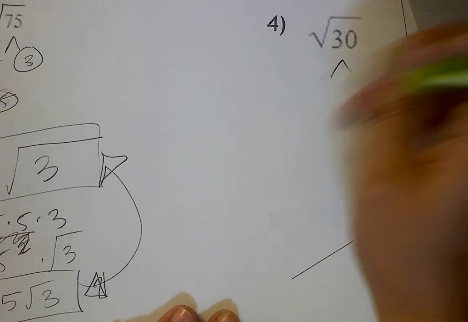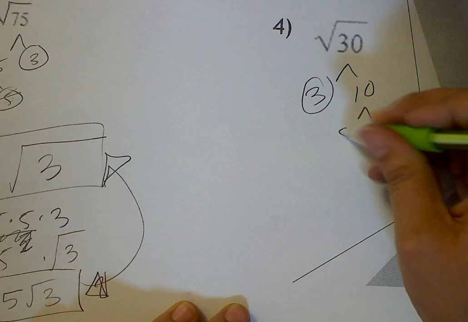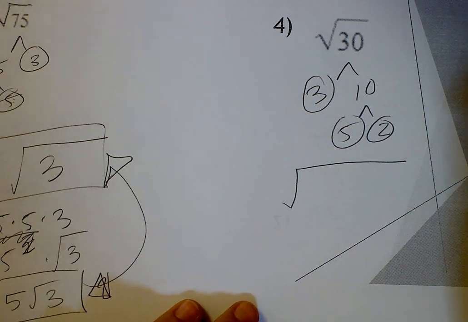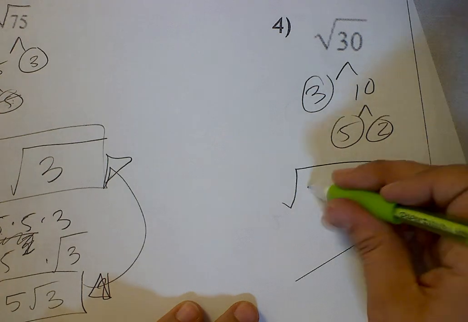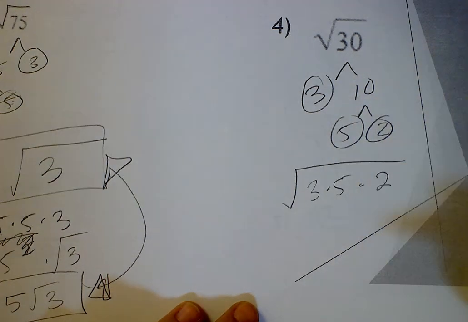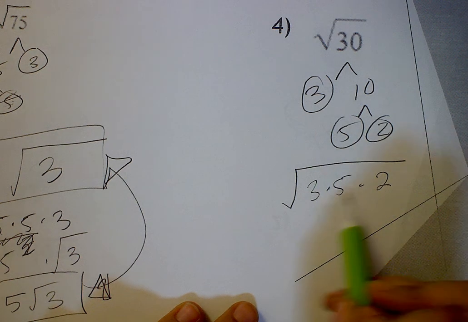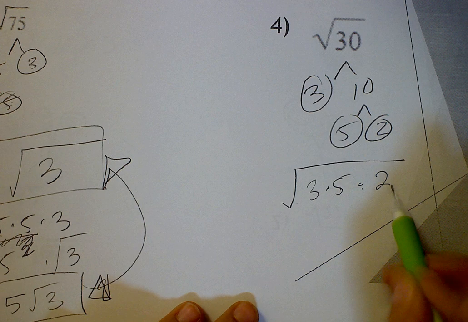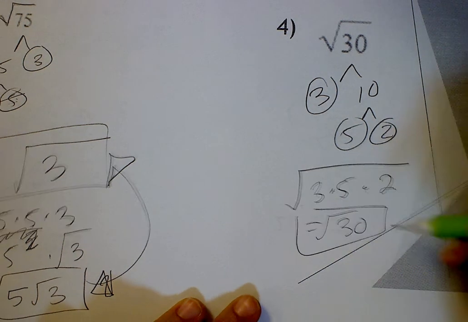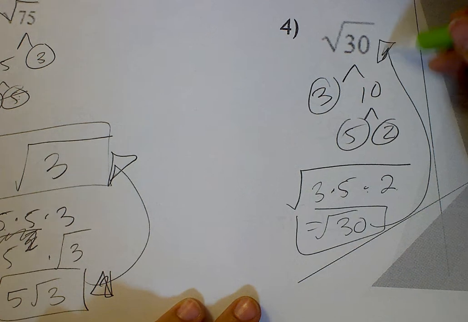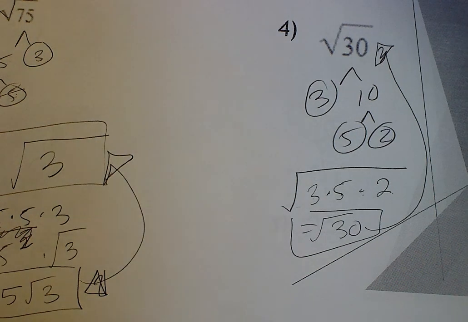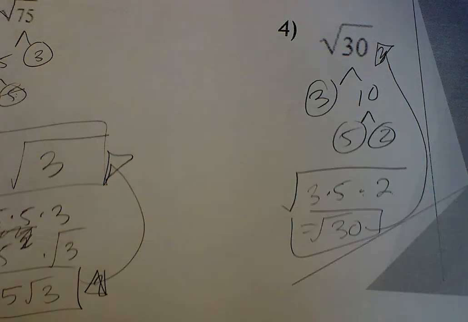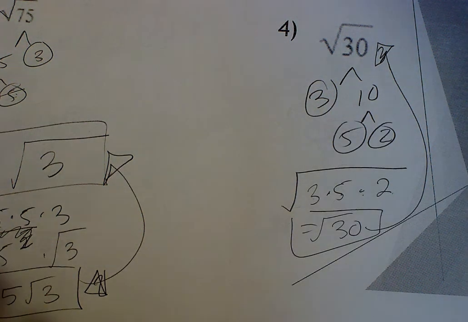Let's do 30, so 3 times 10, and then 5 and 2. So for this one, I don't have any pairs. So if there's no pairs, you leave it all inside the radical. And at that point, you would make sure you multiply them all together. 3 times 5 is 15, times 2 is 30. And notice that that's exactly what was given to us. So that just means that we cannot simplify this radical any further. Radical 30 is the most simplified version of that answer.